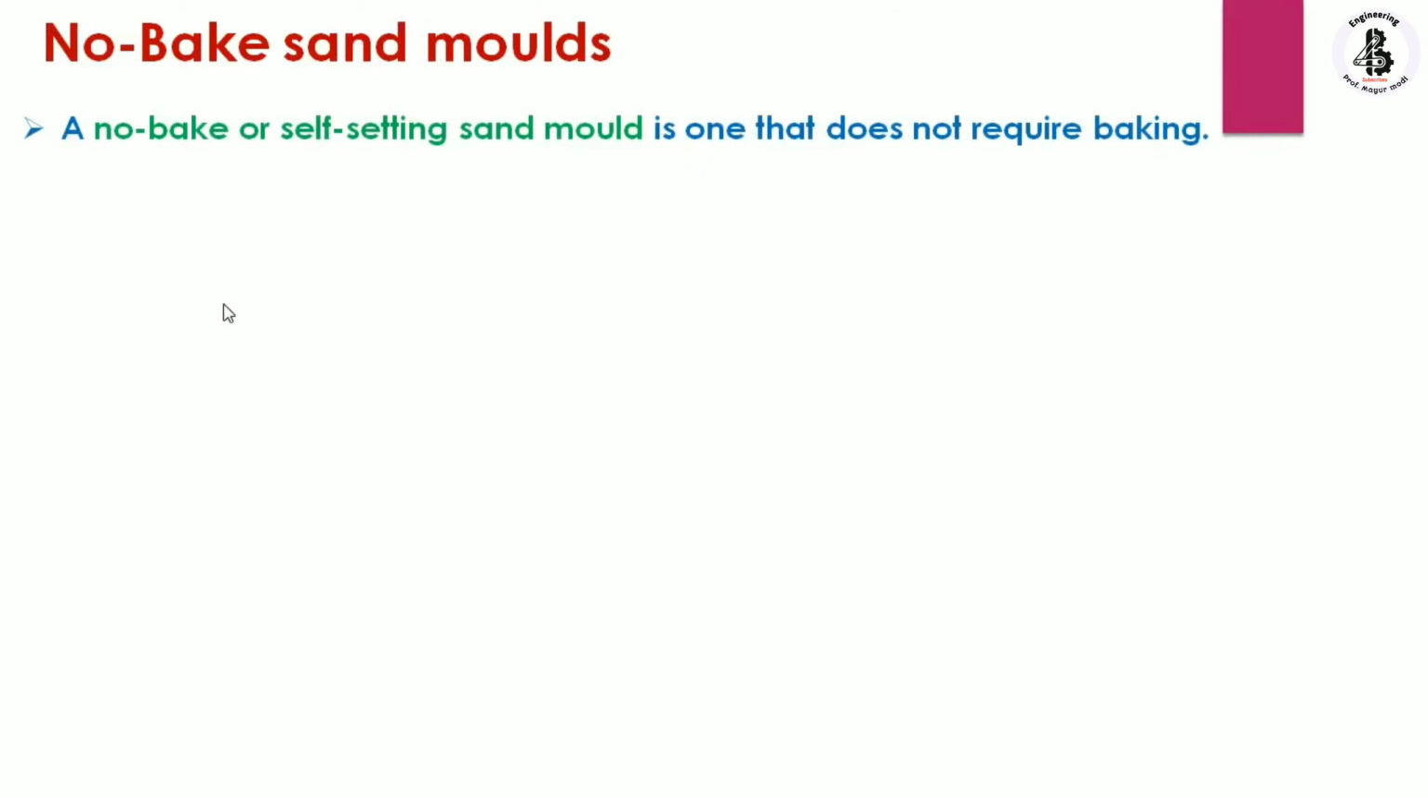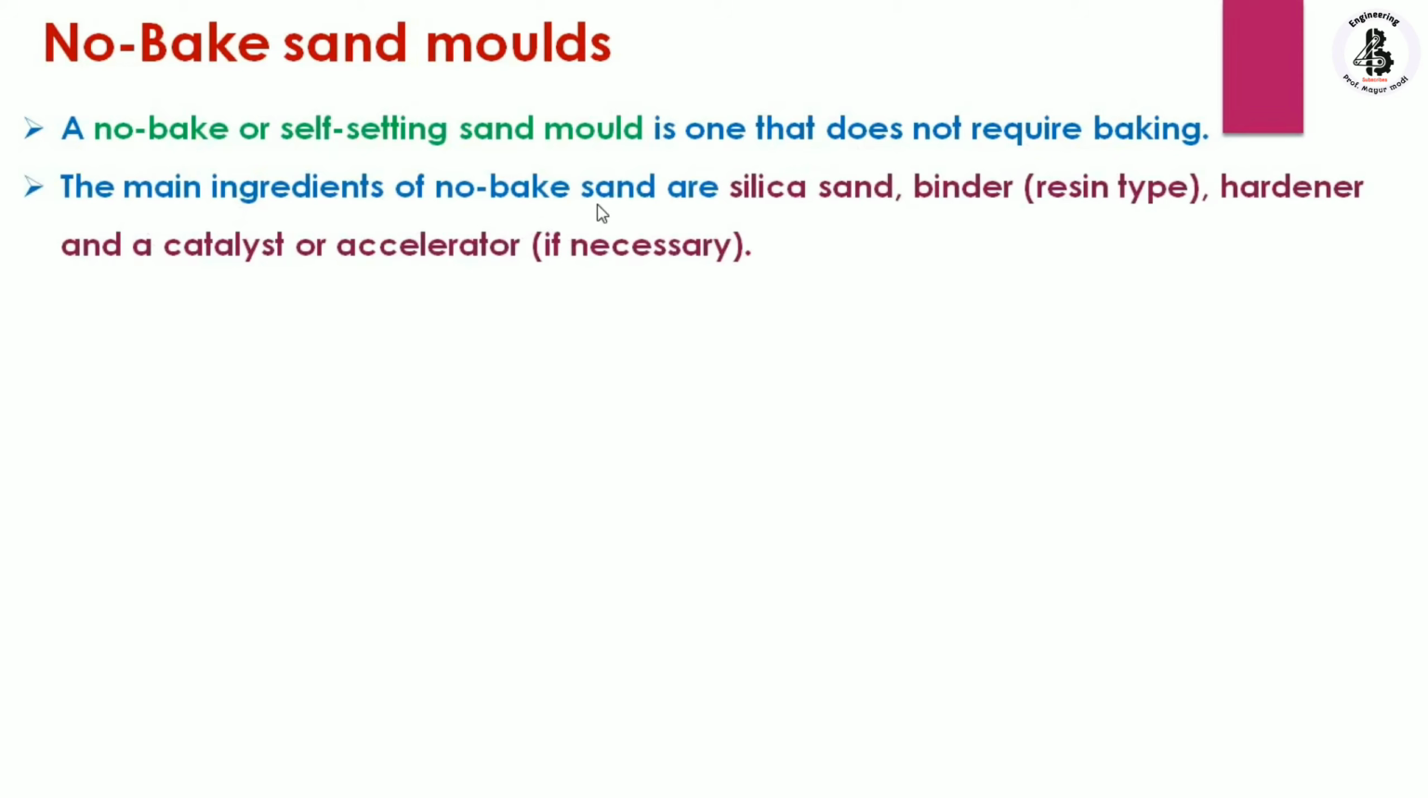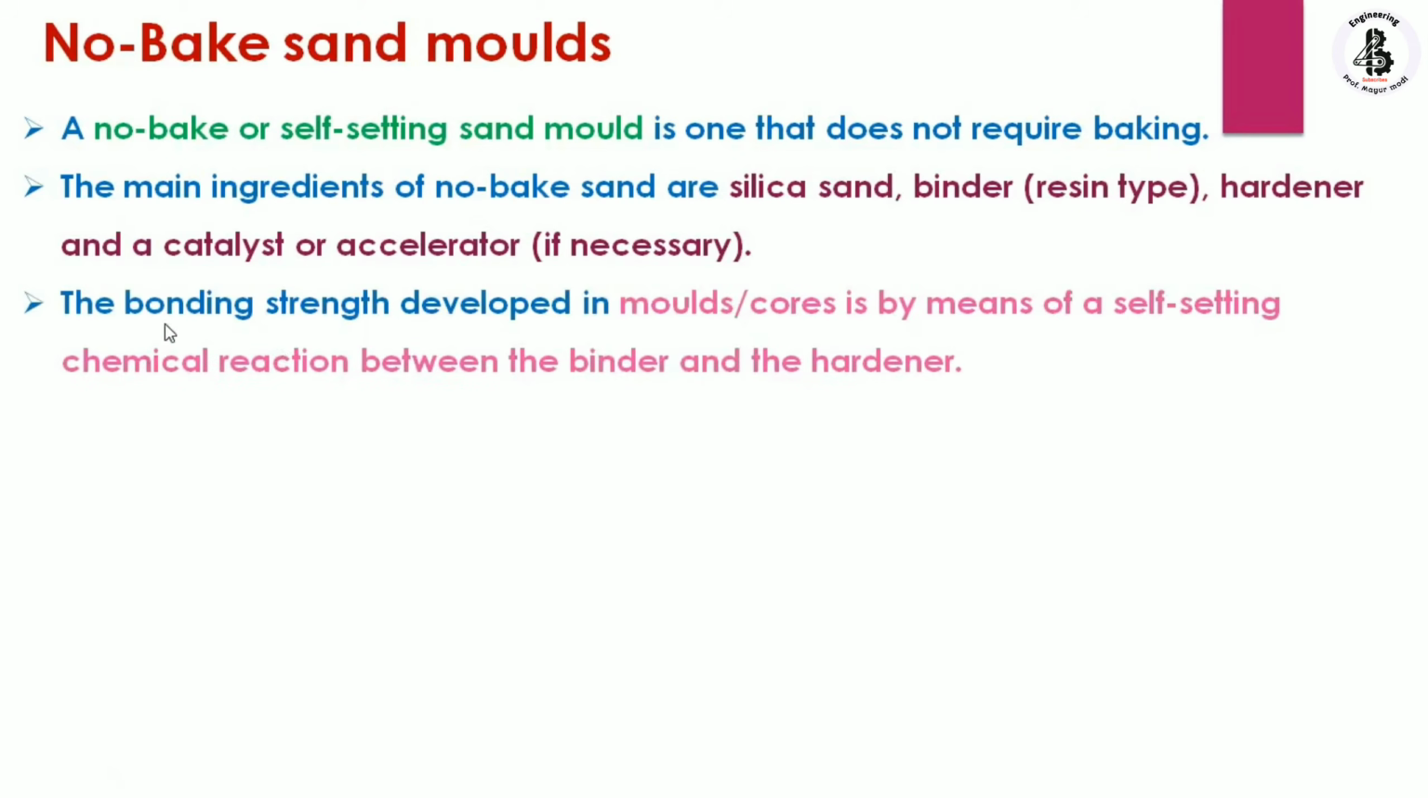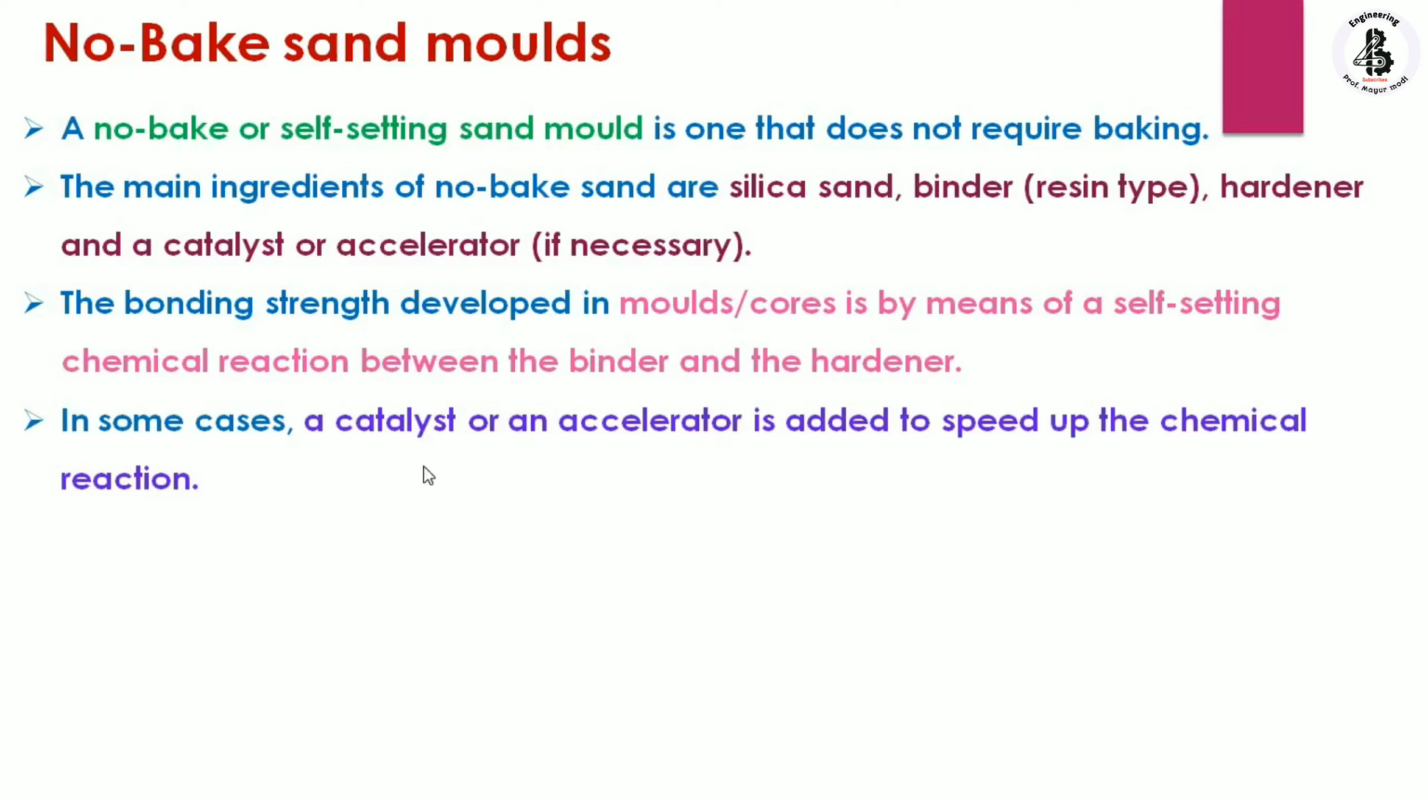Then no-bake sand mold. A no-bake, or you can say self-setting, sand mold is one that does not require baking. The main ingredients of no-bake sand are silica sand, a binder of resin type, a hardener, and a catalyst, or you can say an accelerator, if required. The bonding strength developed in the mold, or you can say core making, is by means of self-setting chemical reactions between binder and hardener. In some cases a catalyst, or an accelerator, is added to speed up the chemical reactions.